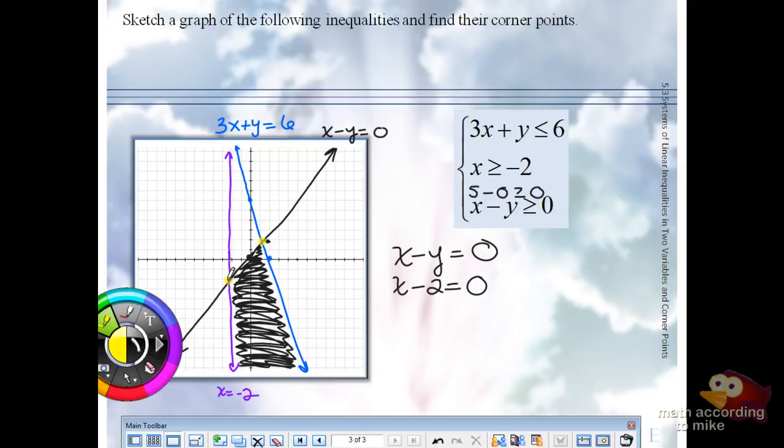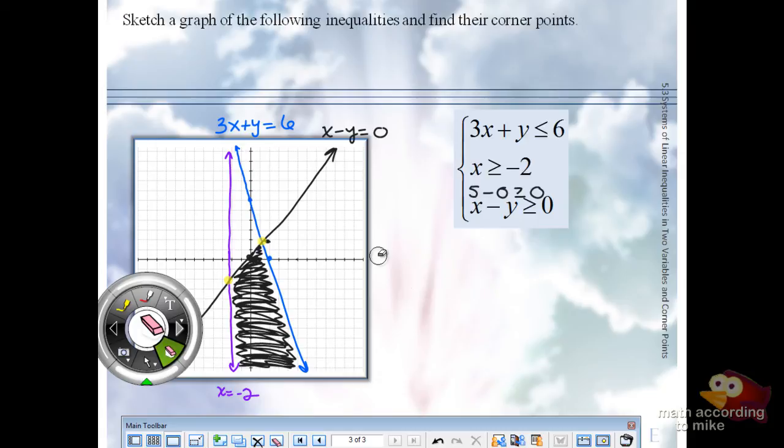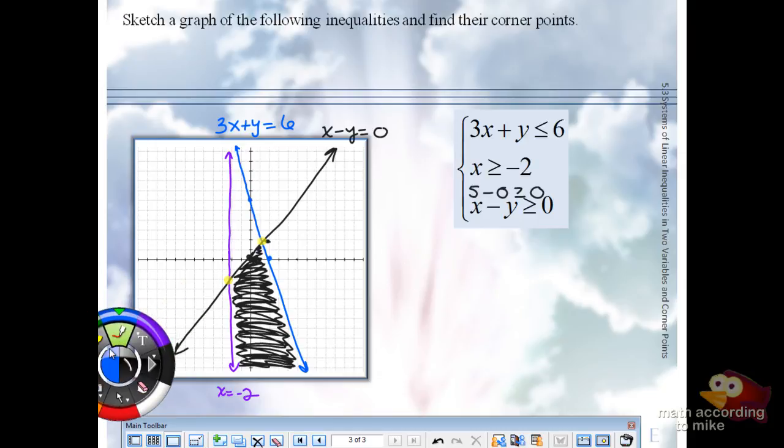But now we have to find the intersections. You're going to get 2 examples. You're going to be like, oh, that's right. And then you're going to know it forever. Let's first do the black and the blue.